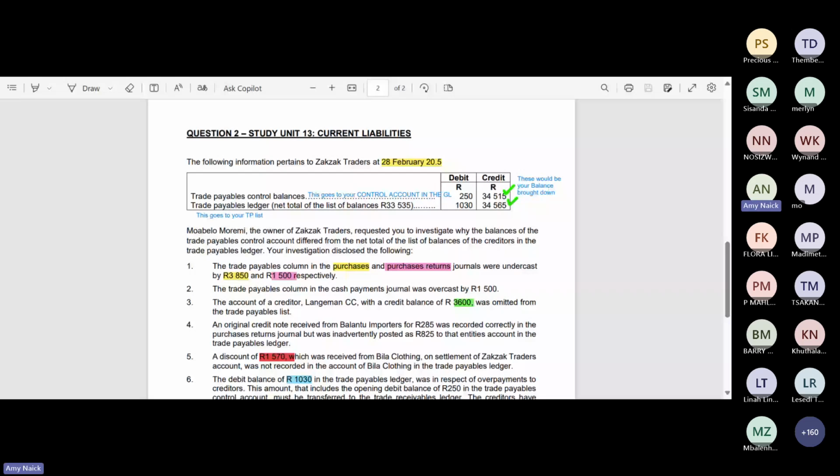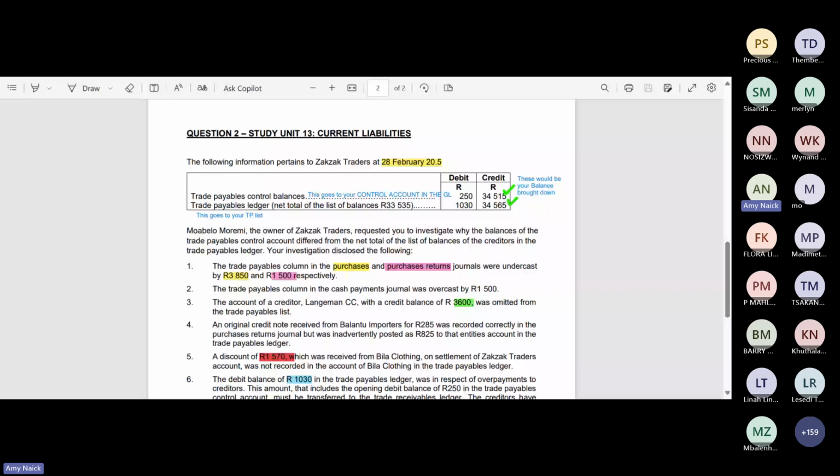So they say, Mabelo Moreni, the owner of Zac Traders, requested you to investigate why the balance of the trade payables control account differed from the net total of the list of balances of the creditors in the trade payables ledger. Your investigation disclosed the following. So before we even go further, they're basically telling you that the control account and the ledger do not agree.